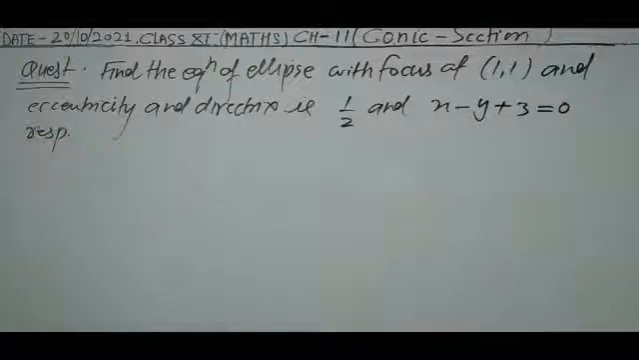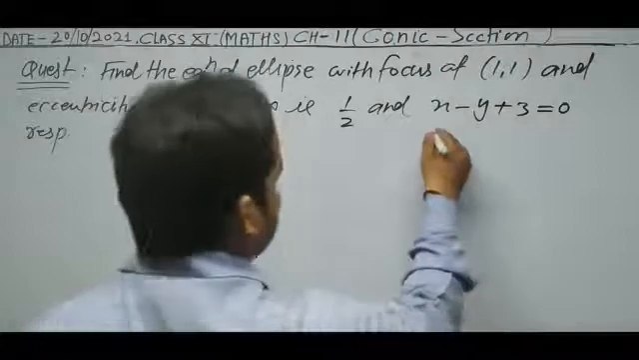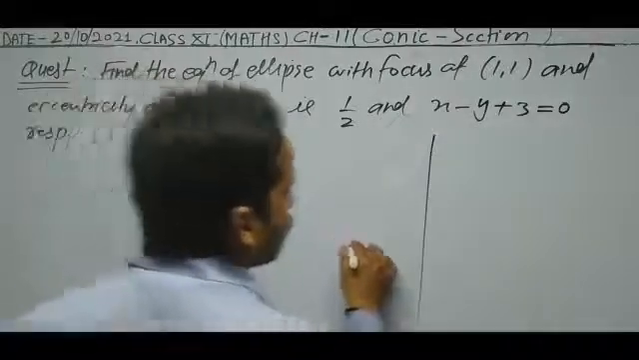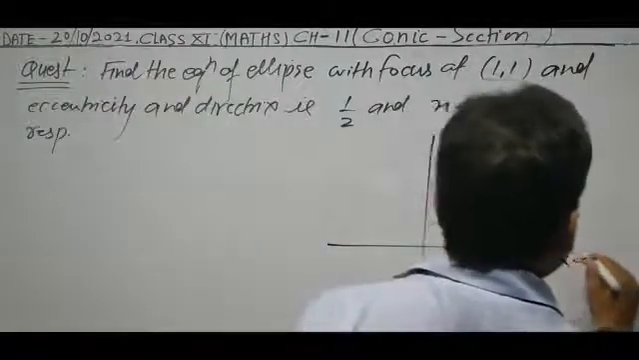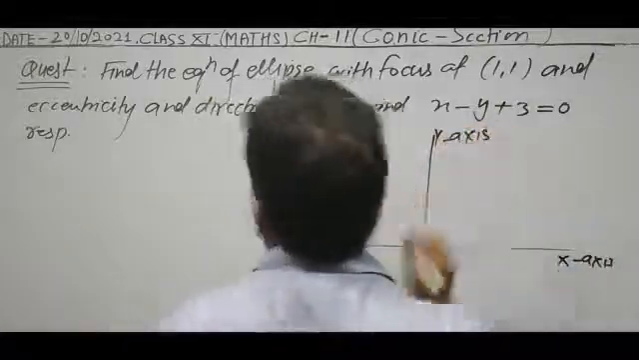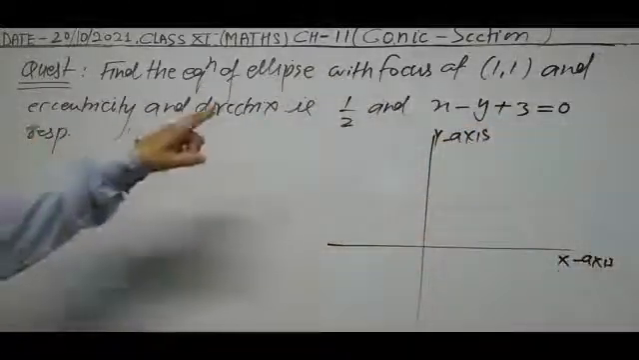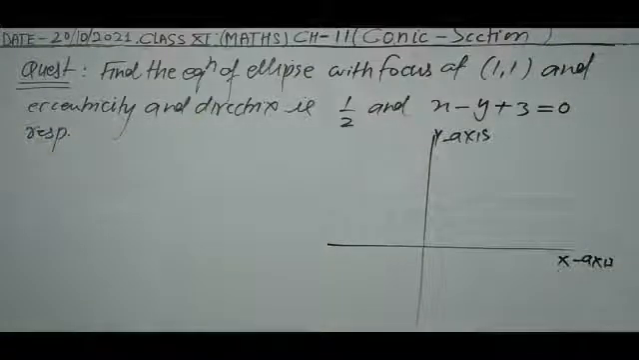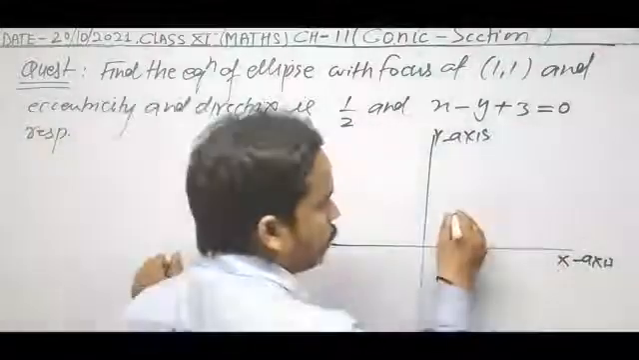Now in this question, what is given? First of all, we have to see the given equation of directrix, and the focus is given. So first of all, I will draw the axis. This is x-axis, this is y-axis, and the directrix is the line x minus y plus 3 is equal to 0, and the focus is 1, 1. 1, 1 is a point that lies in the first quadrant.